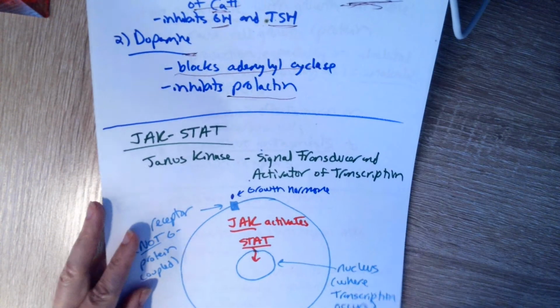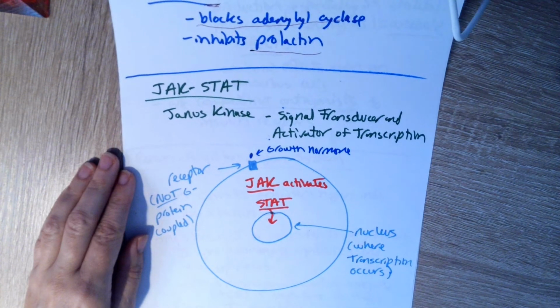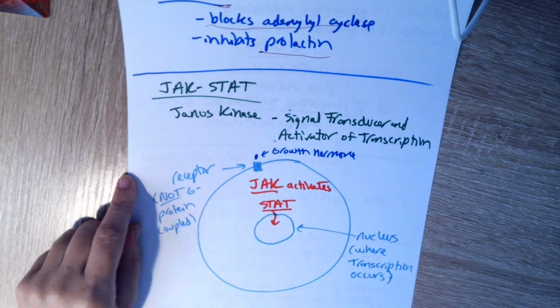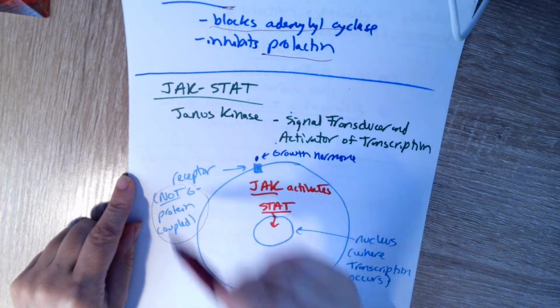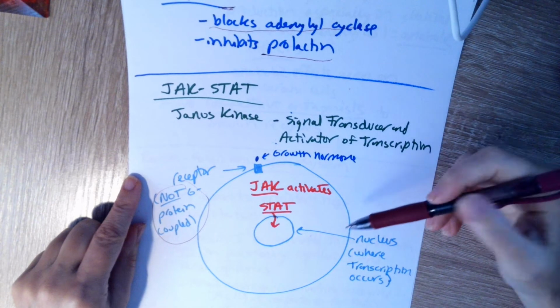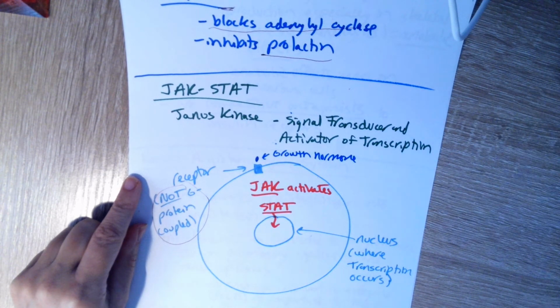Now, we mentioned Jak-stat. We said that that's not really a second messenger system. It doesn't have a G protein involved with the receptor, so it's not G protein coupled, but this is what growth hormone uses as a way of stimulating the cell that it's trying to make grow.